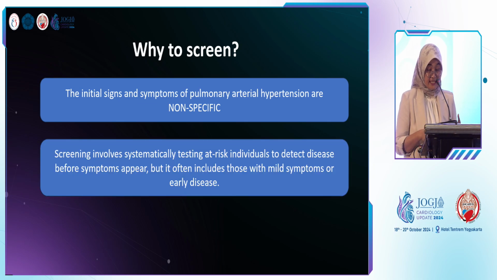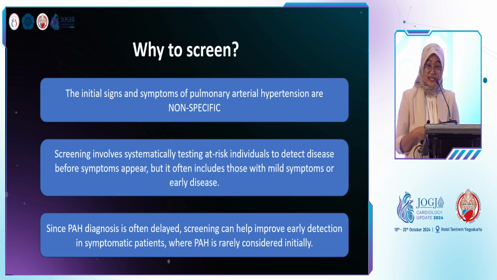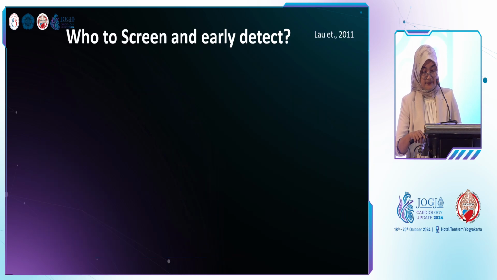Screening involves systematically testing to detect the disease before symptoms appear. But in practice, it often also includes those with mild symptoms or early disease. Because the diagnosis of pulmonary arterial hypertension is often delayed, screening may help improve early detection in symptomatic patients where pulmonary arterial hypertension is rarely considered initially.